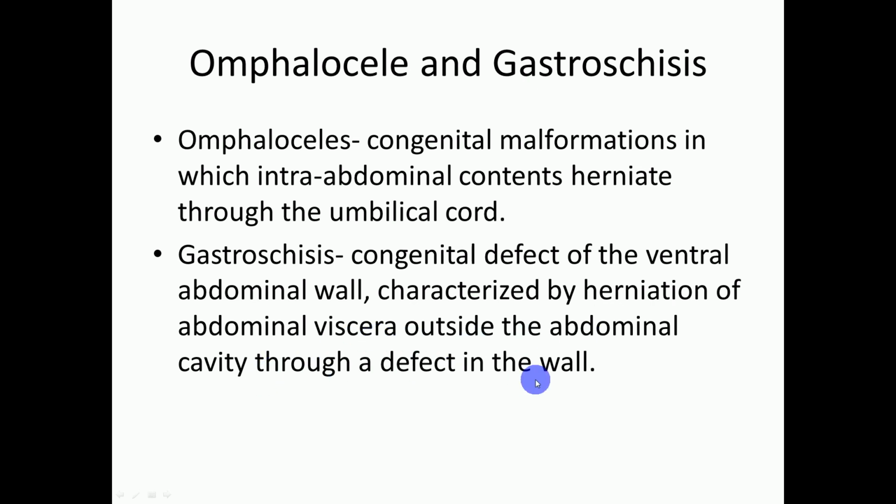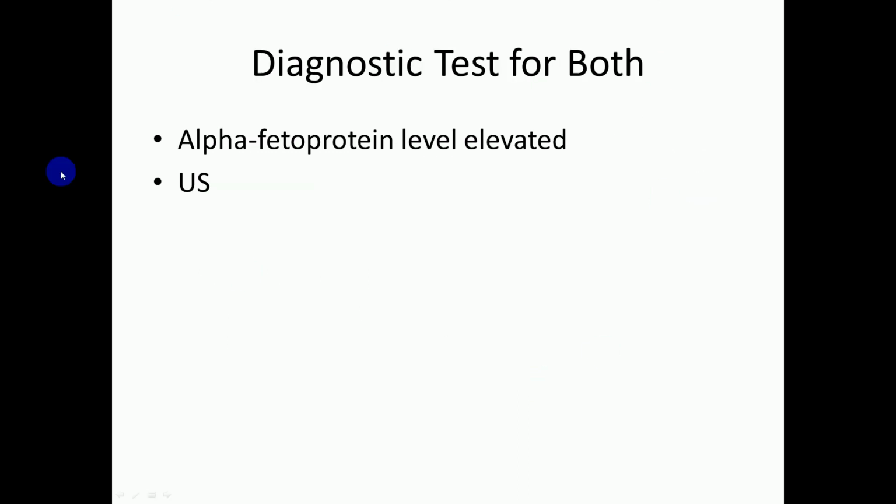Most commonly, it's your intestines. Alpha-fetoprotein levels in both are going to be elevated, and it's going to be diagnosed by an ultrasound. Now, you can see this in utero, but sometimes parents don't go for all their visits. If they do this and know they have it ahead of time, they will plan a C-section.